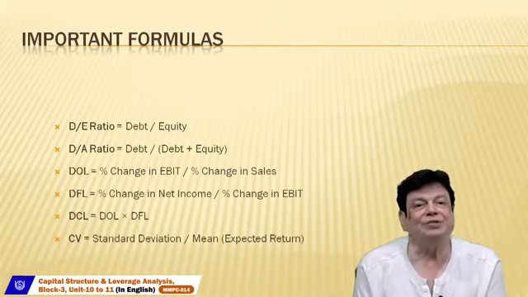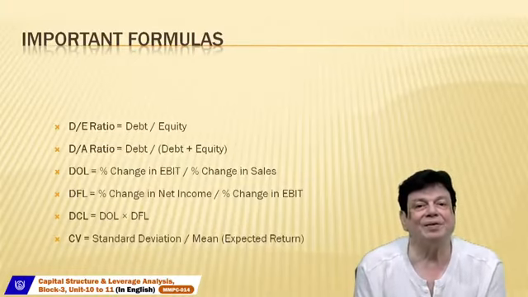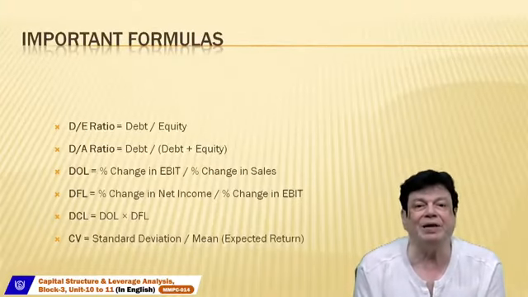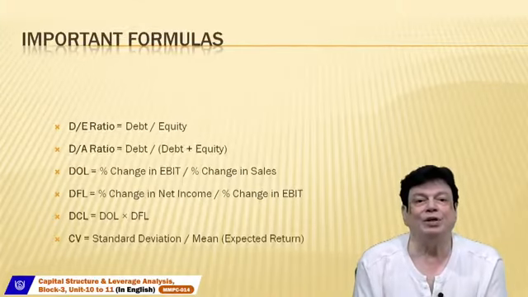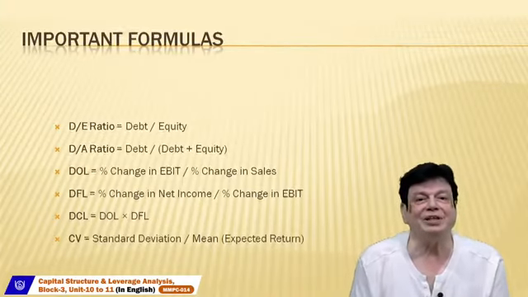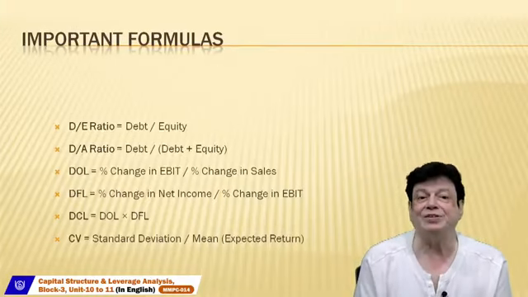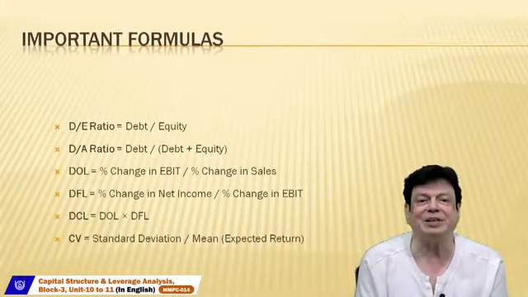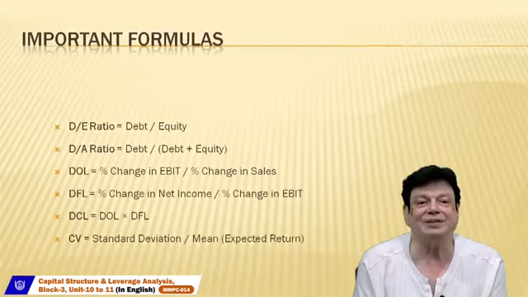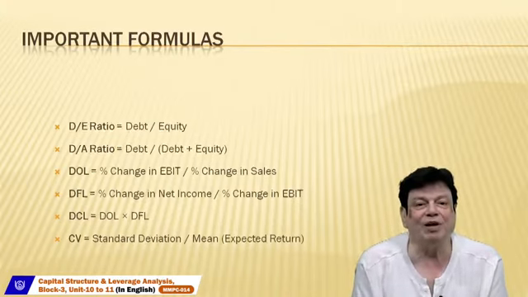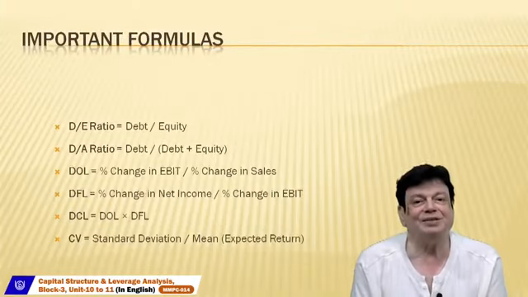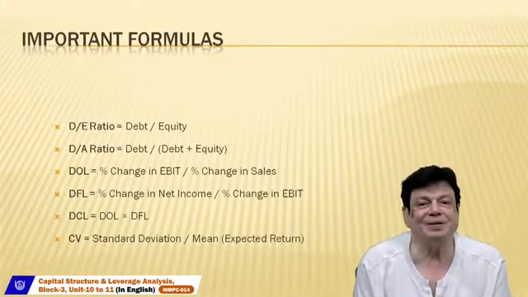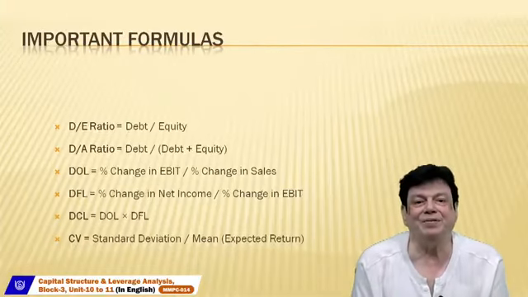Now, I have listed formulas here. Debt equity ratio is equal to debt divided by equity, debt to assets ratio is equal to debt divided by debt plus equity, DOL is equal to percentage change in EBIT divided by percentage change in sales, DFL is equal to percentage change in net income divided by percentage change in earnings before interest and tax, DCL is equal to DOL multiplied by DFL, then CV stands for standard deviation divided by mean.